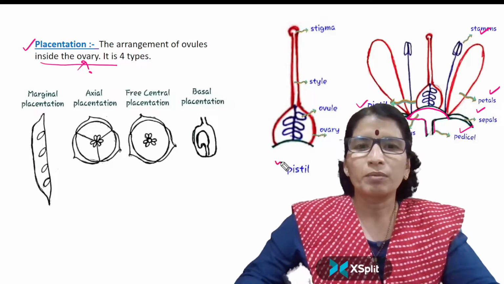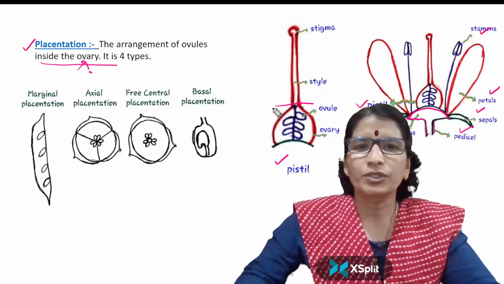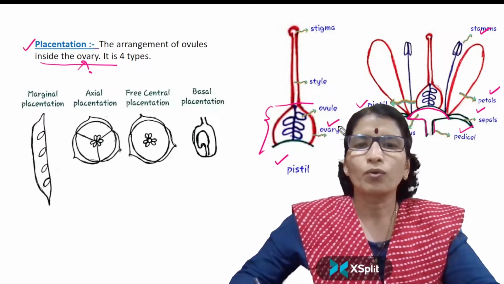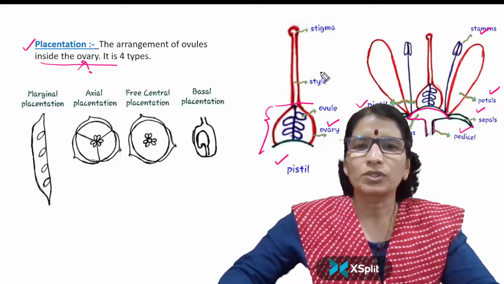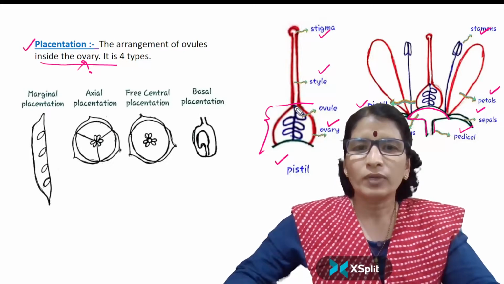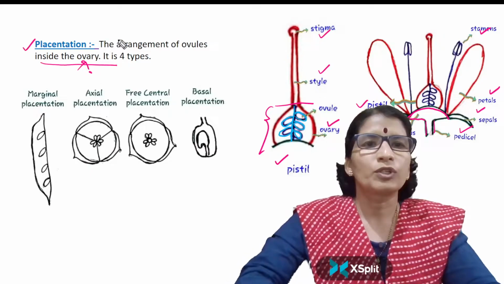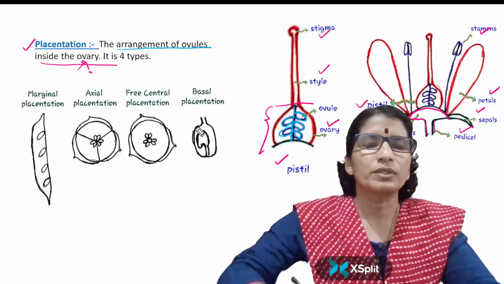Pistil is the female sex organ. When we come to the pistil structure, at the base of the pistil, bulged structure is present. This is known as ovary. Above the ovary, stalk-like structure is present. That is called style. At the top of the style, stigma is present. So inside the ovary, number of ovules are present. These are ovules. So here our topic is the arrangement of ovules inside the ovary.